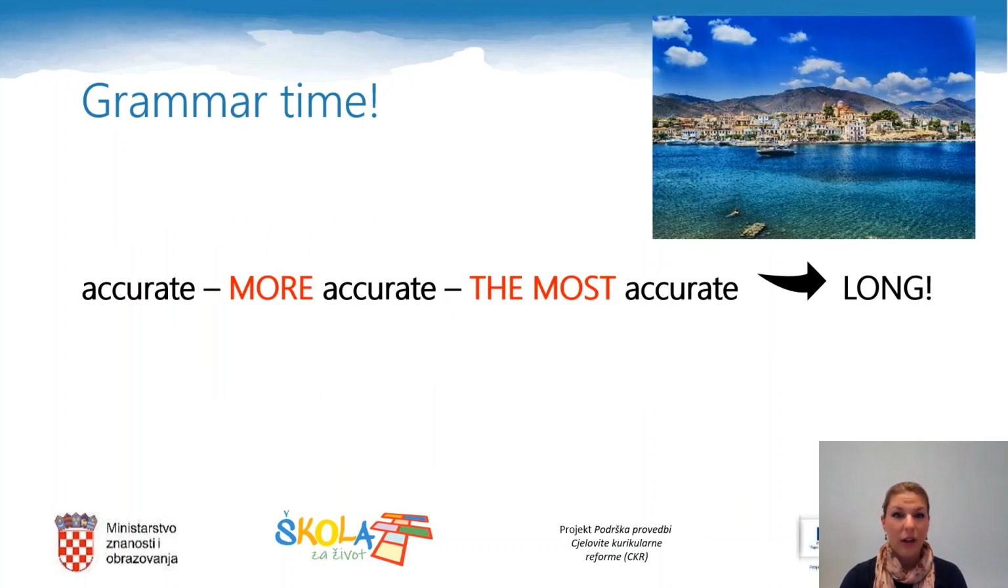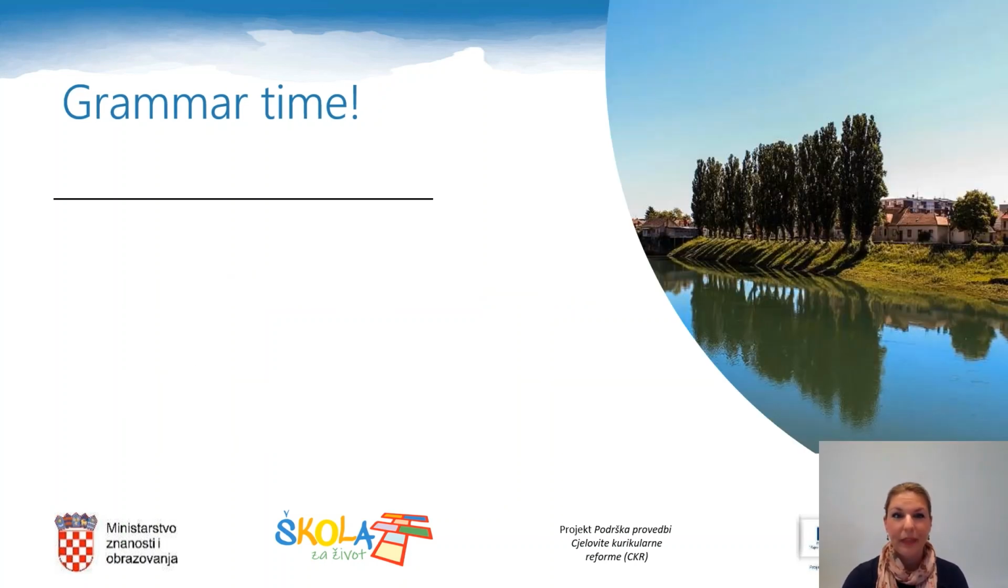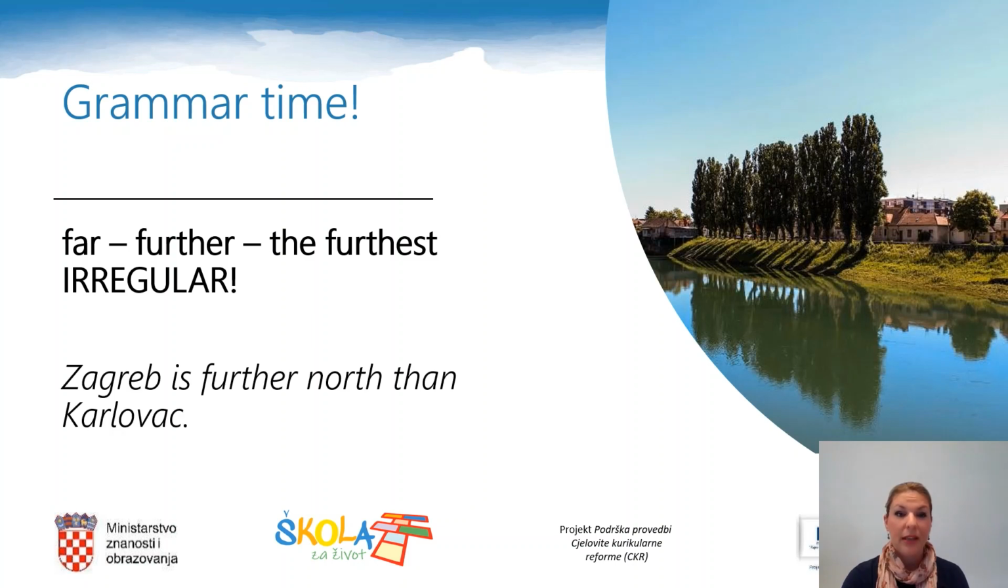If adjectives are long, you have to use the words more and the most. For example, accurate, more accurate, the most accurate. The Mediterranean Sea is more beautiful than the North Sea, for example. Some adjectives are irregular, like the adjective far. So it goes like this: far, further, the furthest. Zagreb is further north than Karlovac.